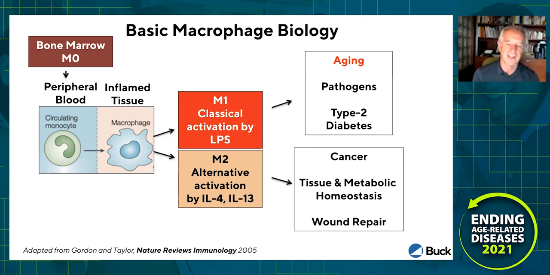and generate a classical inflammatory response. These macrophages are activated, for example, by LPS, a bacterial product. There's another class of macrophages, so-called M2, which are mainly activated by interleukin-4. And these appear to be playing a role that is opposite to the M1 macrophages, a role of tissue and metabolic homeostasis, wound repair, and so on. We can actually isolate these macrophages and test them, and this is what we did.